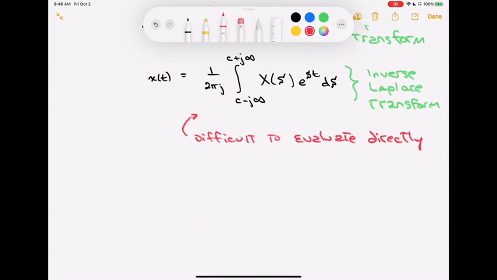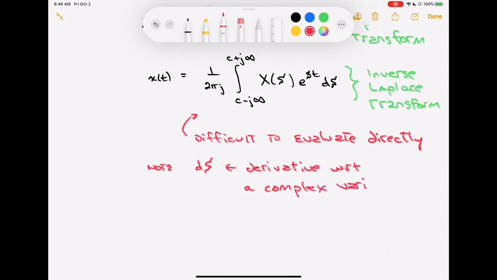If you take a look at it, I'm just going to say note, ds, that is a derivative with respect to a complex variable s, a complex variable s. So this isn't the normal kind of integration that you learn back in Calc 1, 2, or even Calc 3. All of those are differentiation or integration with respect to a real variable. This is differentiation with respect to a complex variable.